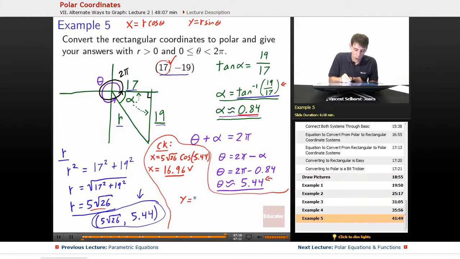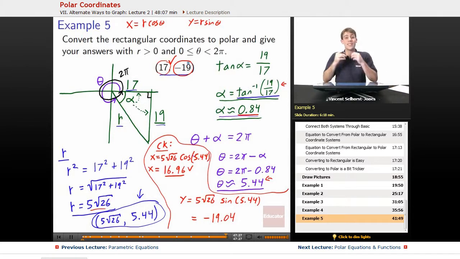Same thing for y. Y is equal to r times sine theta. Our r here is 5 root 26, and our sine is 5.44. We plug that into a calculator and we wind up getting negative 19.04. Compare that once again to negative 19. The only thing we're seeing here is a slight bit of round off error, so this checks out because we knew that we'd have some rounding off error because we had rounded it as opposed to using what it was precisely.